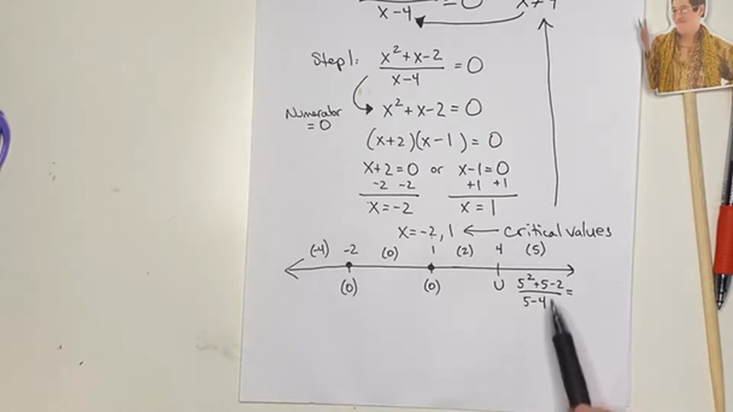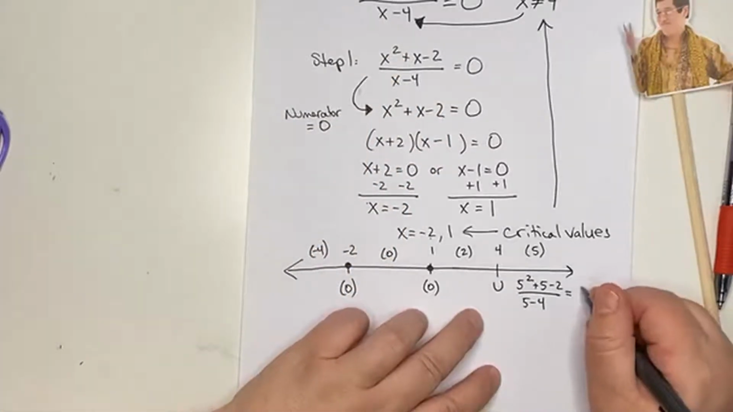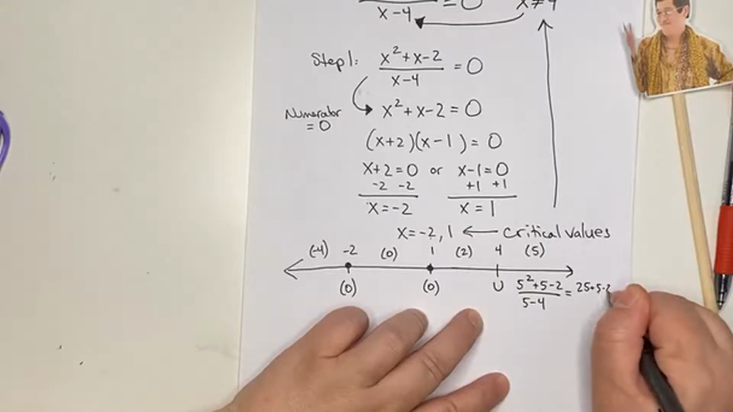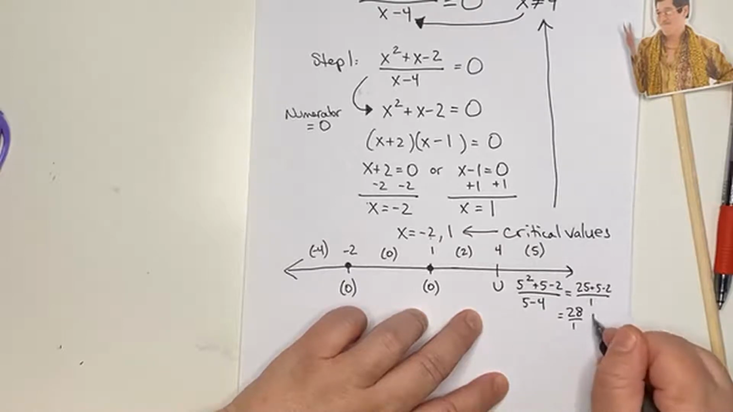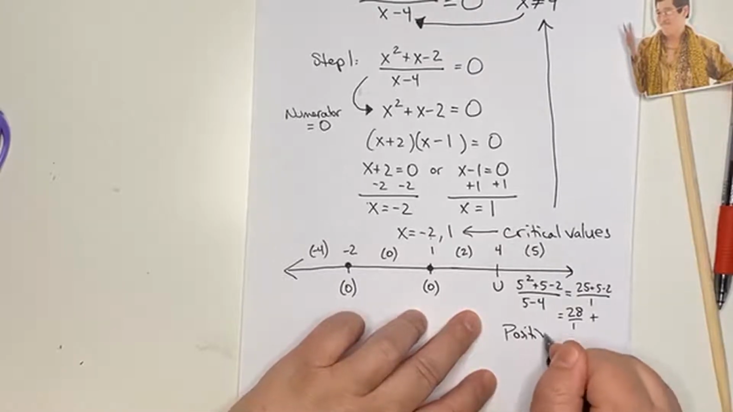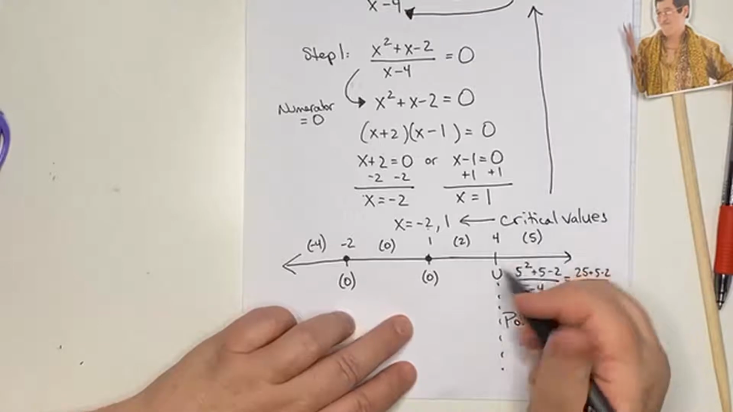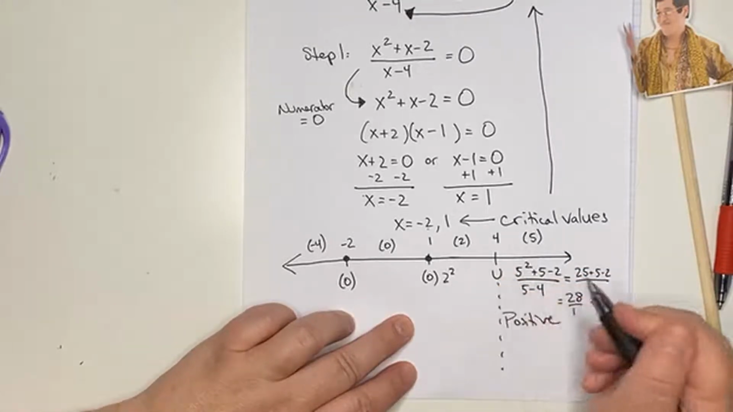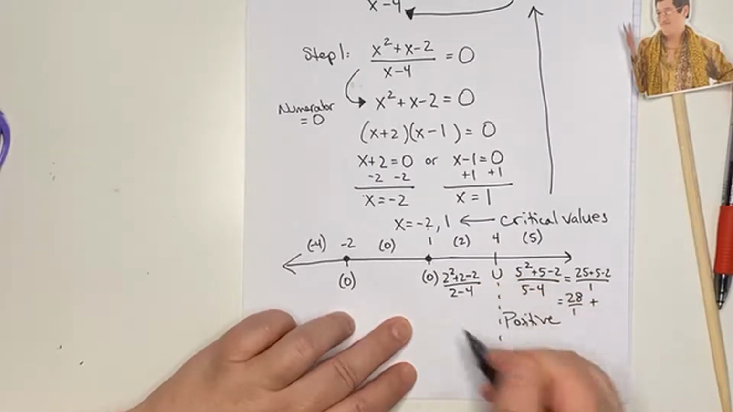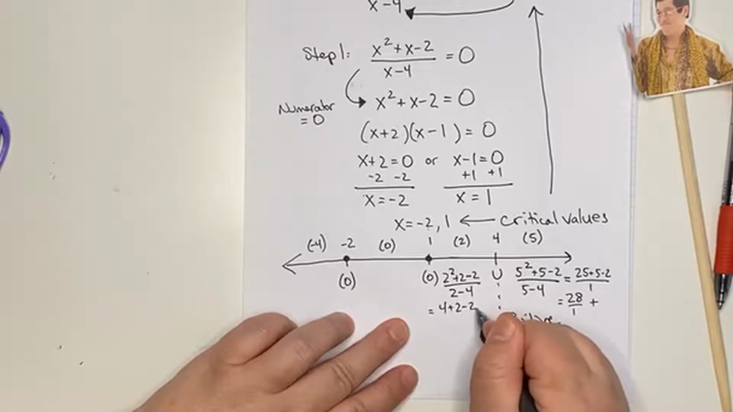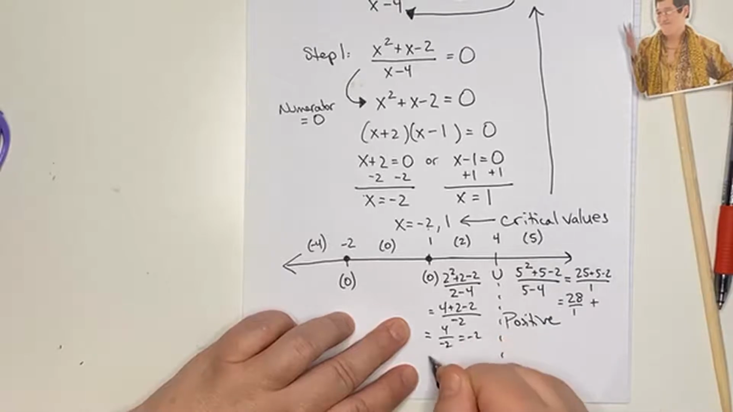And in fact, you could say 5, that's positive, that's positive, that's positive, you're done. But let's see, 25 plus 5 minus 2 all over 1 is, I think, 28 over 1. That's positive. Yay! Okay, so that's that section. And so 2 squared plus 2 minus 2 all over 2 minus 4. It's equal to 4 plus 2 minus 2 all over negative 2. So 4 over negative 2 is negative 2. This is negative.